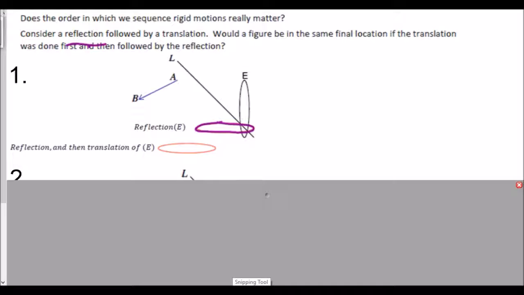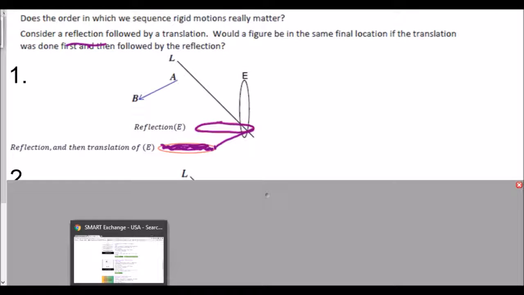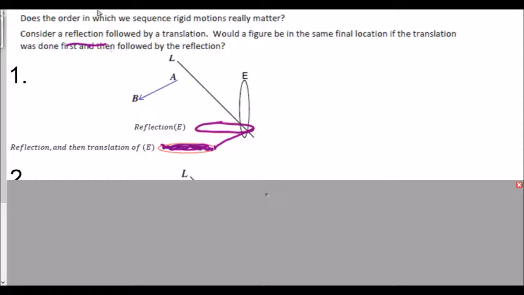But now I'm not done, because it says a reflection followed by a translation. Notice the sequencing, more than one. So now I have to translate it along vector AB. If I take this ellipse and I draw my AB and I slide this down exactly the direction and the distance of A to B, I'm going to end up here. Now this is what I get after I reflect and I translate. The question, though, is would I end up in the same spot if I would have translated and then reflected?